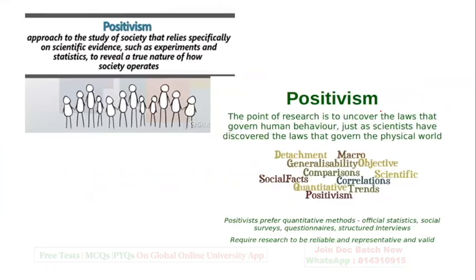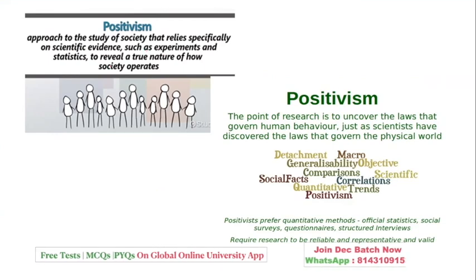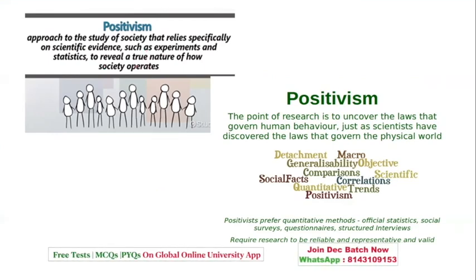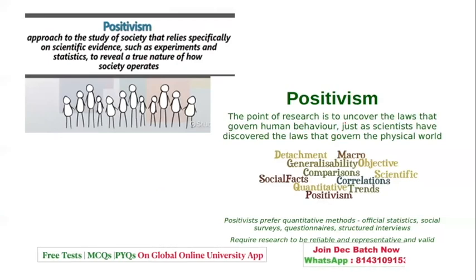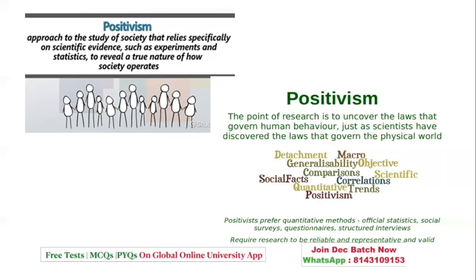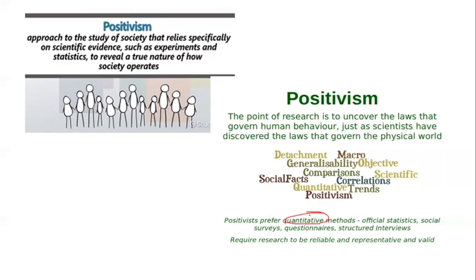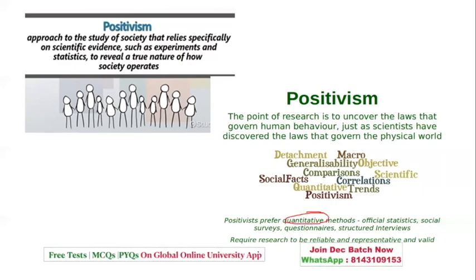Now let's come to positivism and post-positivism. Positivism is one which relies completely on scientific evidence such as experiments and statistics, revealing the true nature of the society. It is basically to uncover the laws that govern human behavior, but in a scientific method. So it refers to quantitative methods: statistics, survey, questionnaire. We just did what is included in quantitative methods. It requires research to be reliable, representative as well as valid.